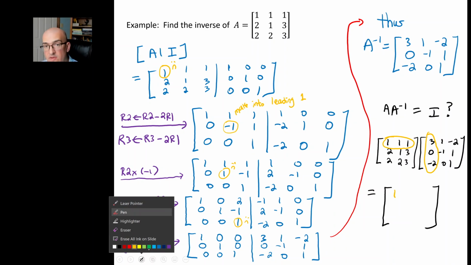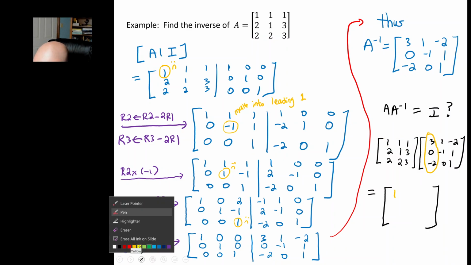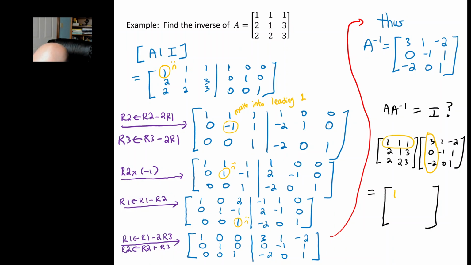I'm going to check another spot. I'll be a little bit more strategic. I'm going to check the second row and the third column. So that's going to give me this entry over here. I get negative 4 plus 1 plus 3, which is 0, which has to be there in the identity matrix.